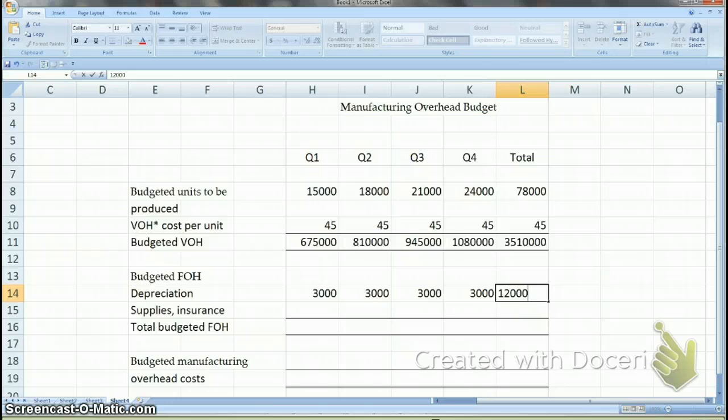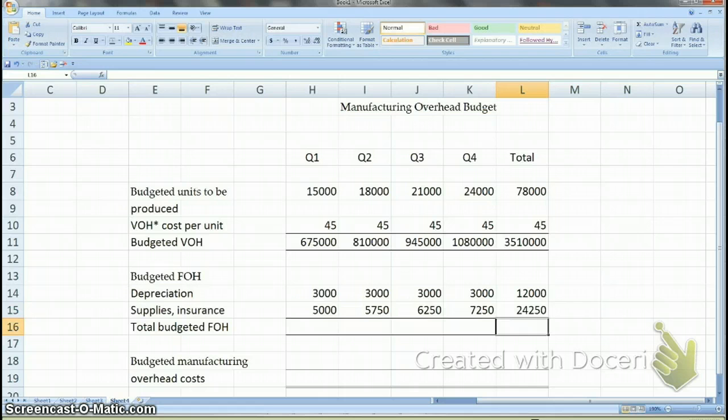So you take your depreciation and you put it all the way across for a year, you get 12,000. The supplies and insurance, again, you take the numbers they give you. You don't multiply it by anything. The reason that these numbers differ is they anticipate different amounts of usage for supplies and insurance. Again, then for the total, you would sum all those 4 quarters up.